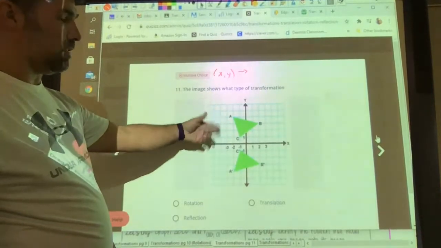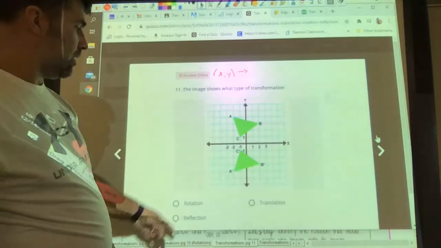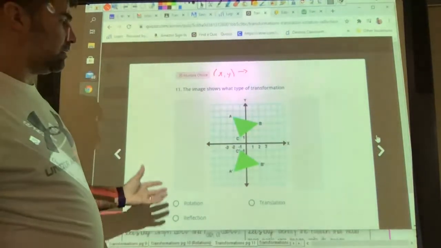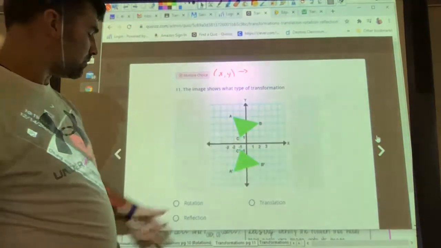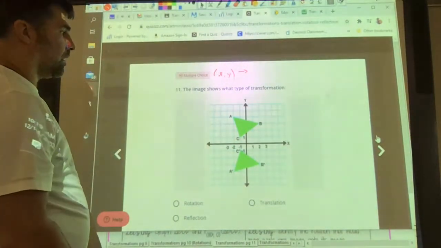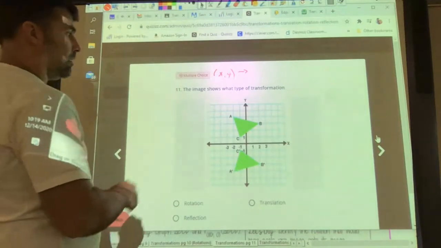Again, not a translation because the letters are not in the same order. Could it be a rotation? Yes, but again, look at your coordinates and kind of go with that. So that would be a reflection across the x.